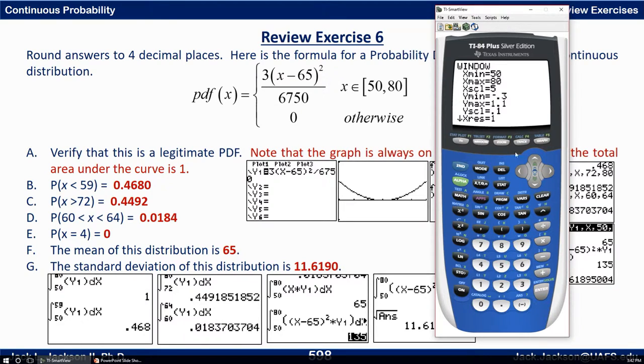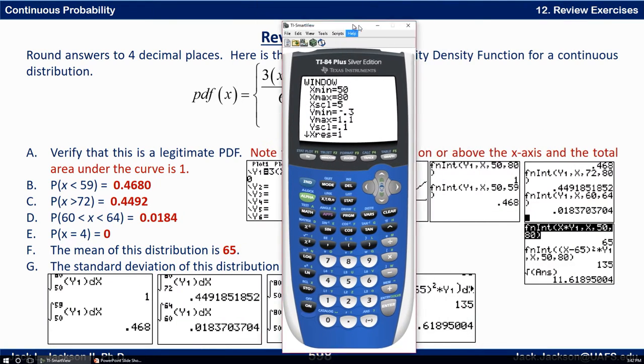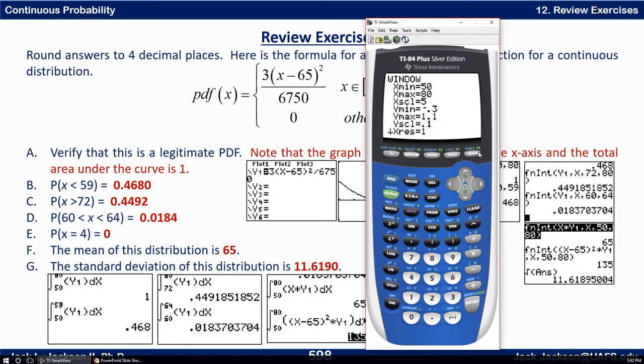To get this to graph, we need a window that's going to work. This formula might go other places beyond this interval, but the only interval that it means anything for us is from 50 to 80. We don't need to graph it outside of that. If I'm going to go that far out, I'm going to mark off the x's in 5s, and we could just start with the interval that we use for CDFs. We may want to change that, but okay, there it is.